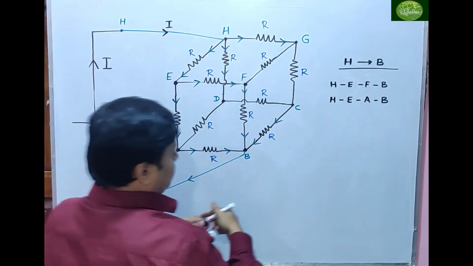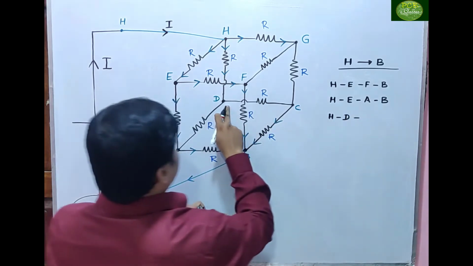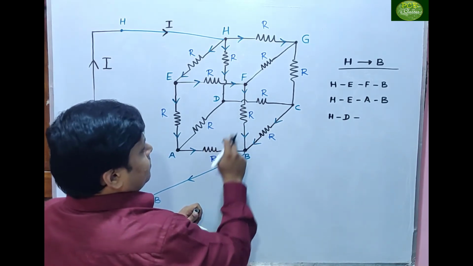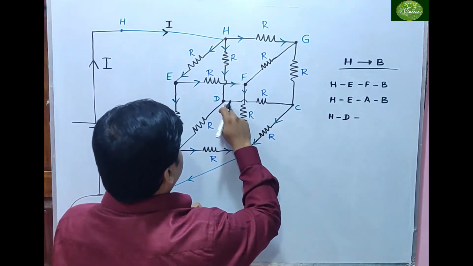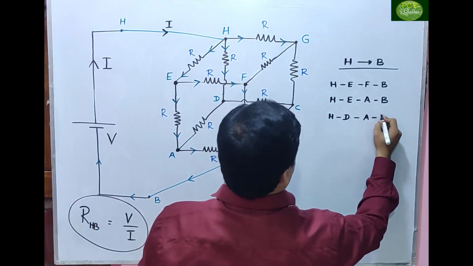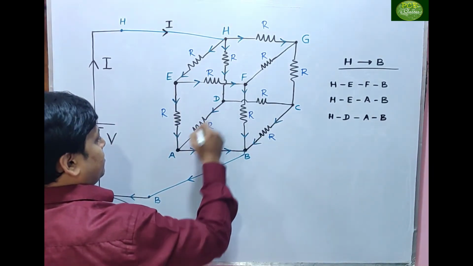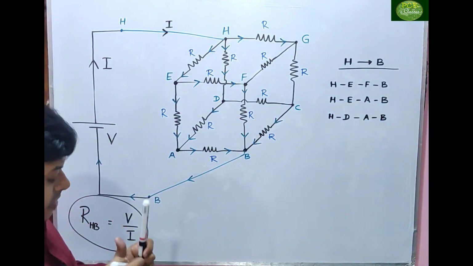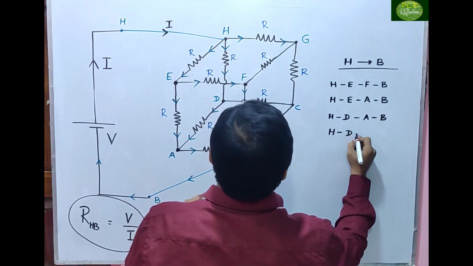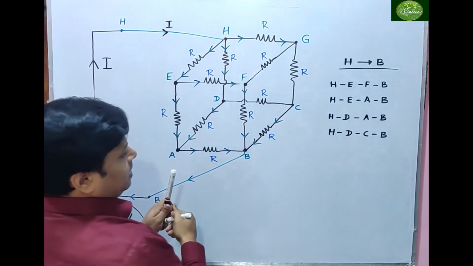H to D. What will I write down? H to D, D to, which will be nearer, right? D to A, then B. Can I say that? Right? Next, H to D, D to C, C to B. So what will be my current direction?